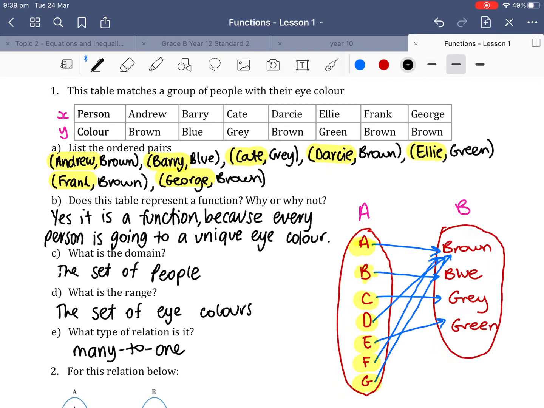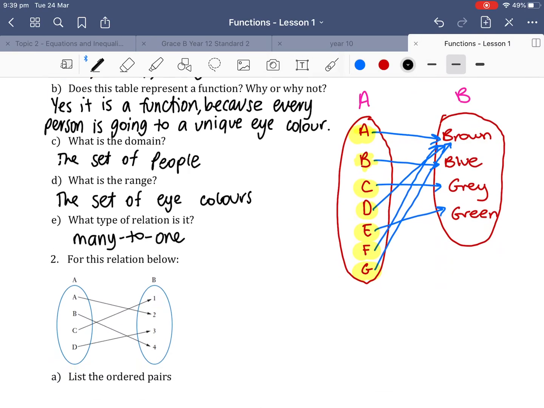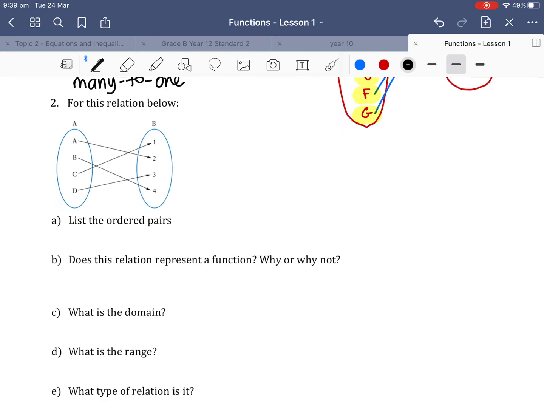If you get stuck with questions like this, a big tip is to draw this diagram here like I have. So draw your set of ordered pairs into the relation diagrams. It makes a huge difference.